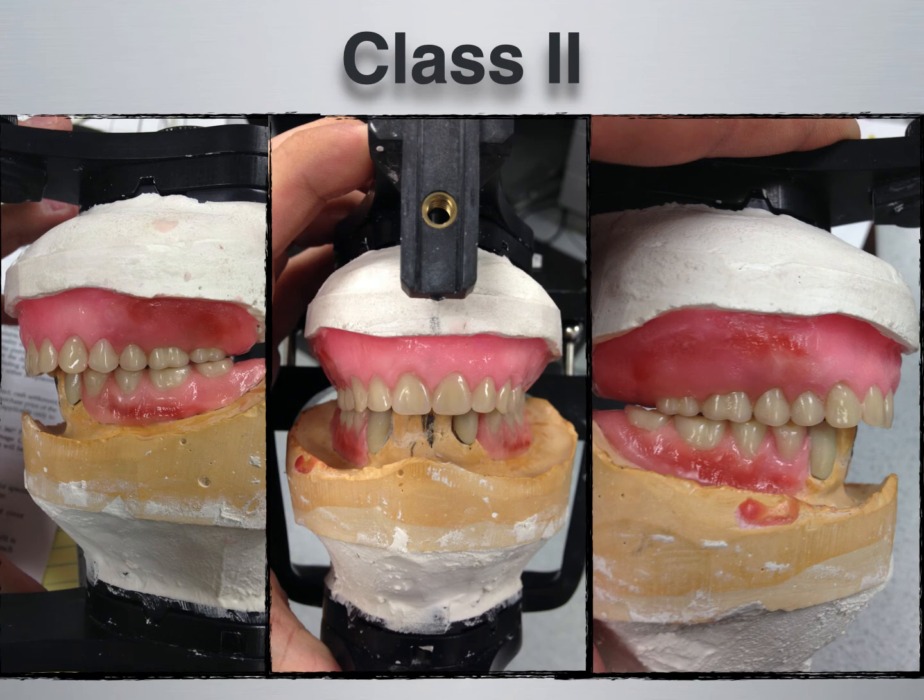Then we have our class 2. These are very common as well, where we have the lower jaw retruded backward.